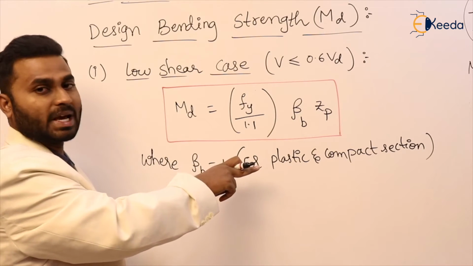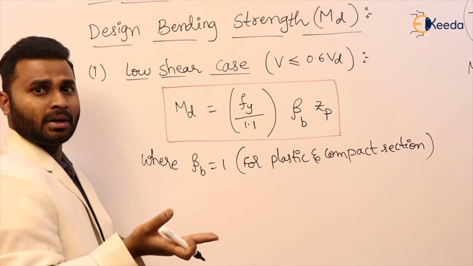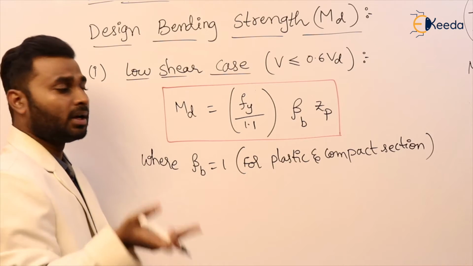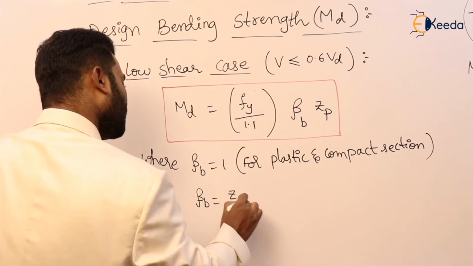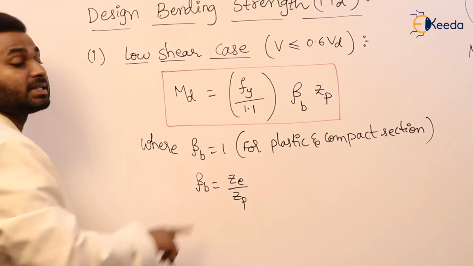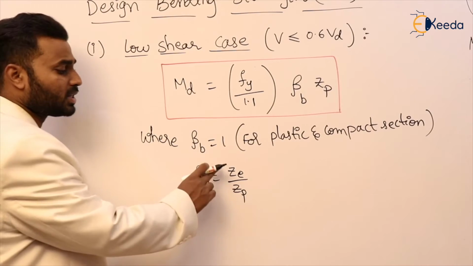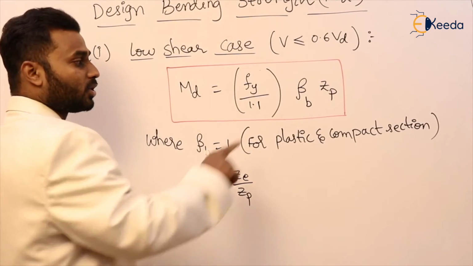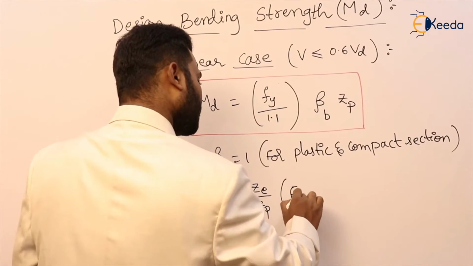If the section is plastic, then it is called MP. So this design bending strength is nothing but MP, whether it is plastic or compact, that is what we have discussed in plastic analysis. Clear? Now, beta B is equal to ZE by ZP. So what is ZE? Normal section modulus or elastic section modulus, and ZP is plastic section modulus. If you substitute here, ZP will get cancelled. So finally we are going to get ZE into Fy by 1.1. Now this is for semi-compact section.